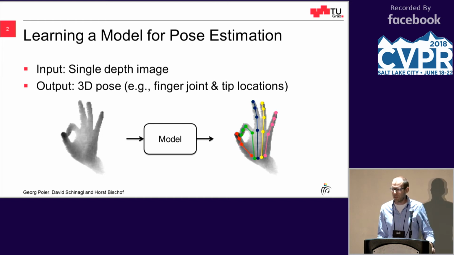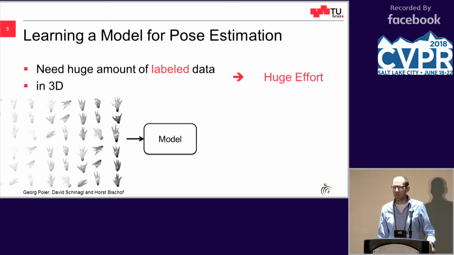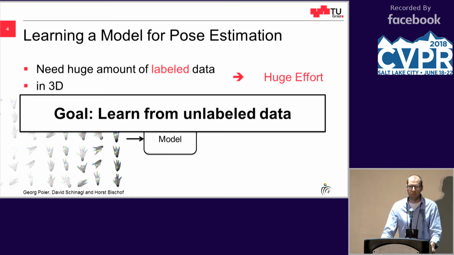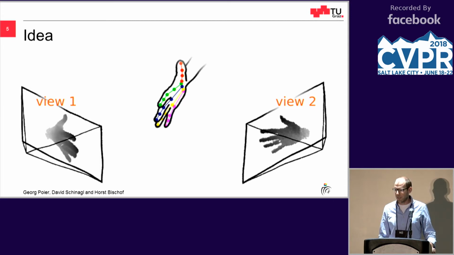Of course, if you want to learn such a model, you need a whole lot of training data, and all this training data needs to be labeled, and the labels need to be in 3D. This is pretty difficult to provide for real data, a huge effort. So it would be much more efficient to learn from unlabeled data, and that's the goal for this work.